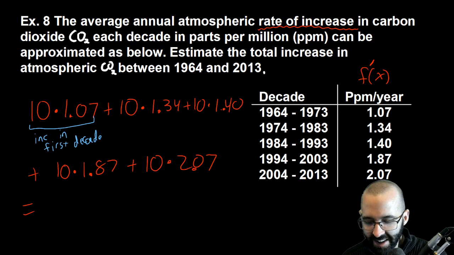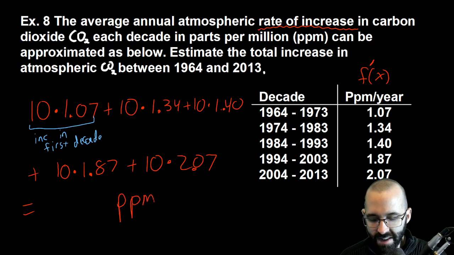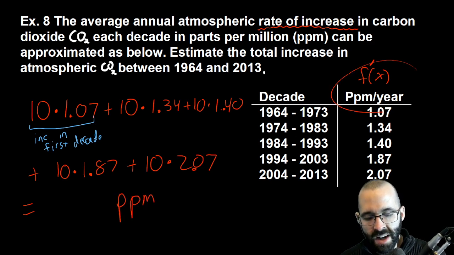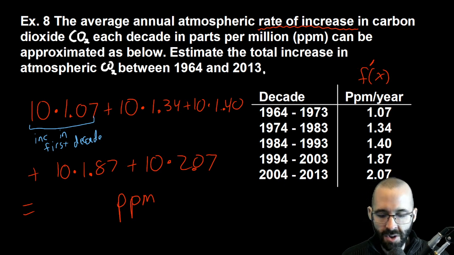You can put the answer here. The answer is going to be in parts per million, right? If the rate is parts per million per year, the total will be in parts per million. You can fill that in. That's not the exciting part.